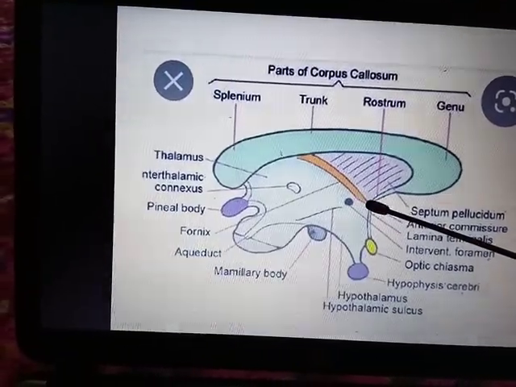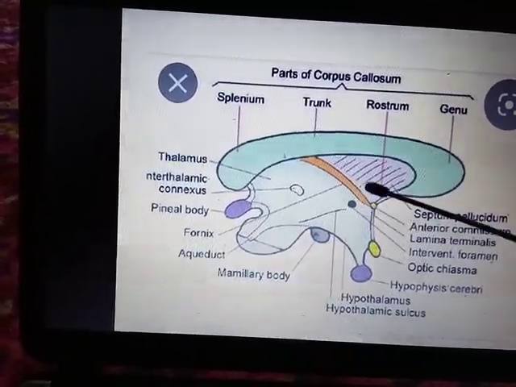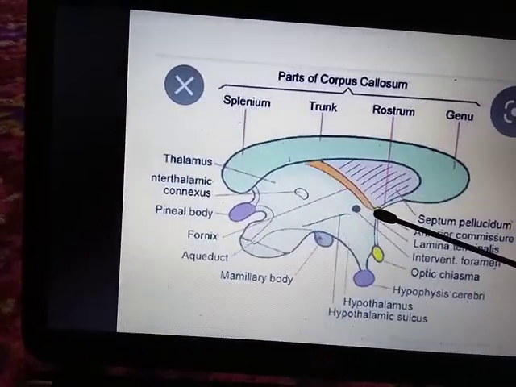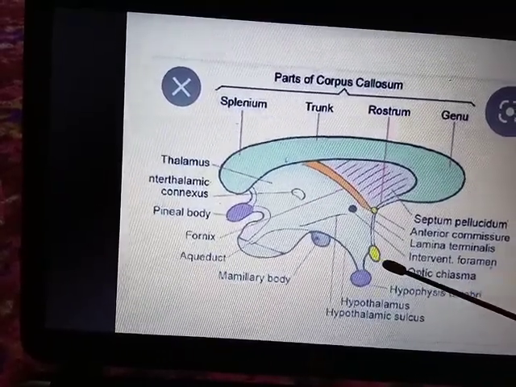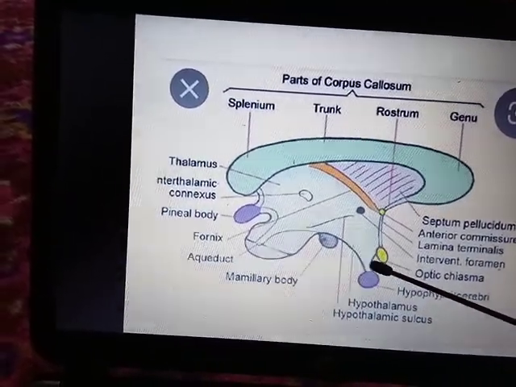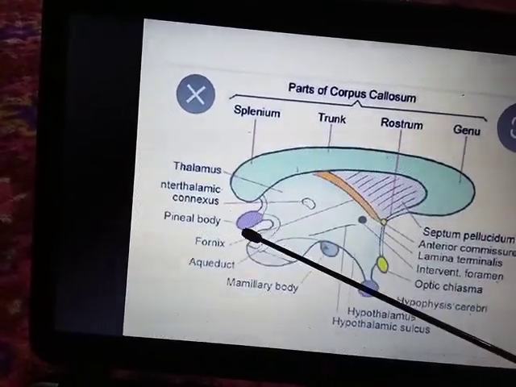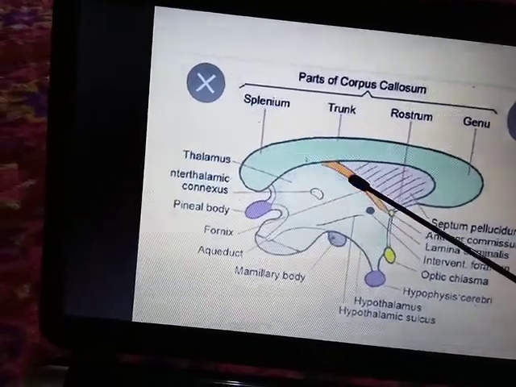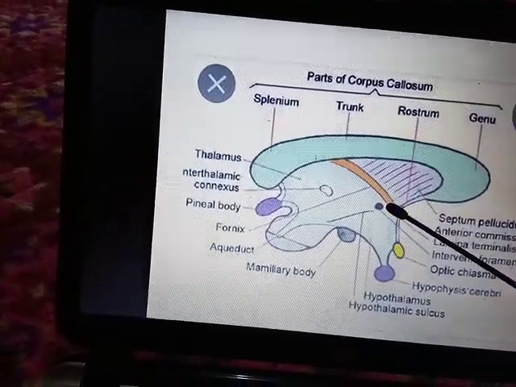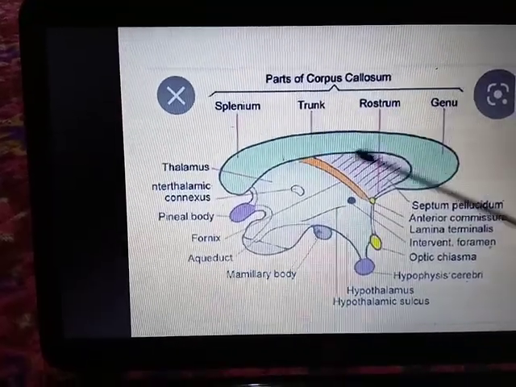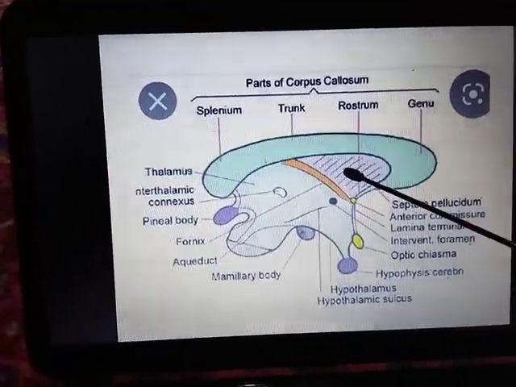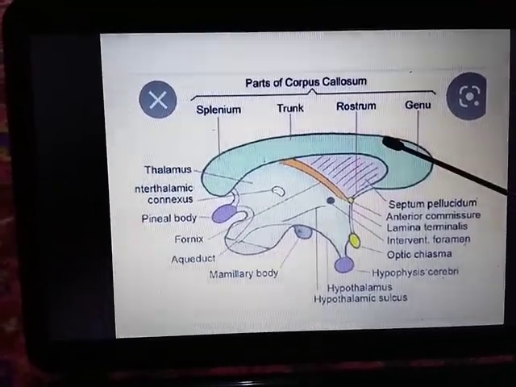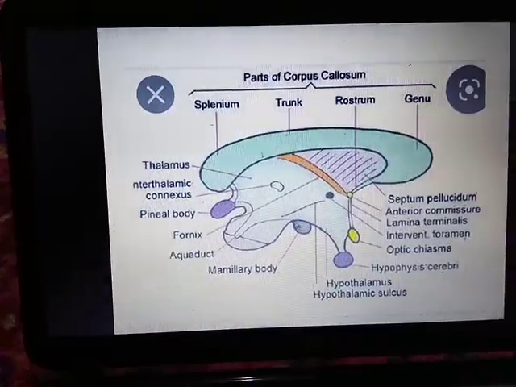After that, this is the anterior commissure, this yellow colored bead. This white colored line is the lamina terminalis, which connects the anterior commissure with the optic chiasma. This is your pituitary gland, and posteriorly you have your pineal gland. This orange colored band is the fornix, and this is your septum pellucidum or septum lucidum, a curtain-like membrane present between your corpus callosum and your fornix.